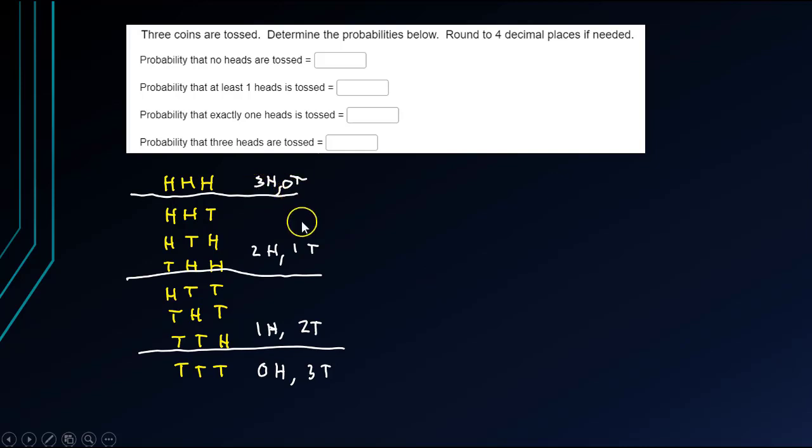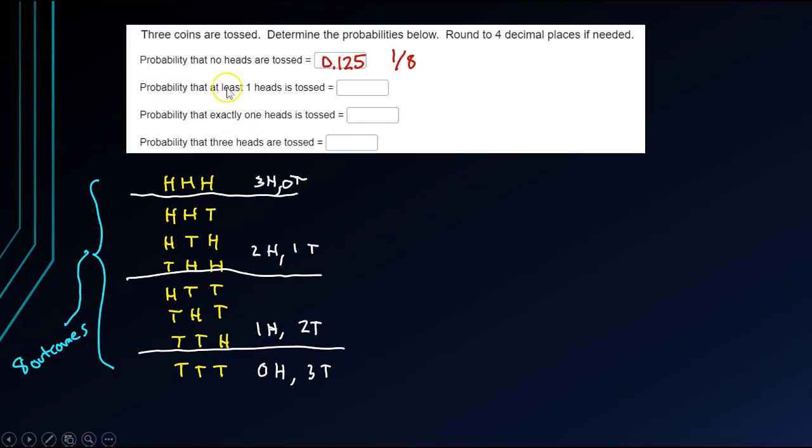See, that's 3 heads and no tails. That's 2 heads and 1 tail, 1 head and 2 tails, no heads and 3 tails. So the probability that no heads are tossed. So out of the 8, there's only 1 of those. So it's going to be a 1 out of 8. 8 outcomes, 1 out of 8, which is 0.125.